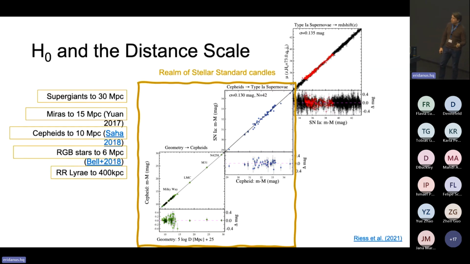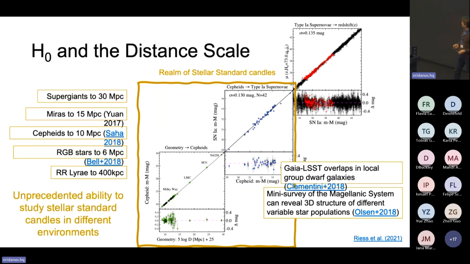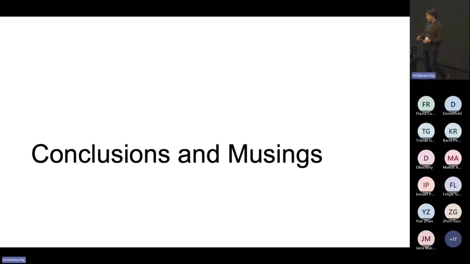You only need to detect them. You don't necessarily need to measure the mean fluxes. Those you can measure with other facilities like ESO, like HST, James Webb, and so on. But this will take an inventory of these crucial standard candles that's just going to be fantastic. Right, and then, sorry about the formatting, there are other mini surveys that have been proposed that are also very, very informative of this. So there will be an unprecedented ability to study stellar standard candles in this era.